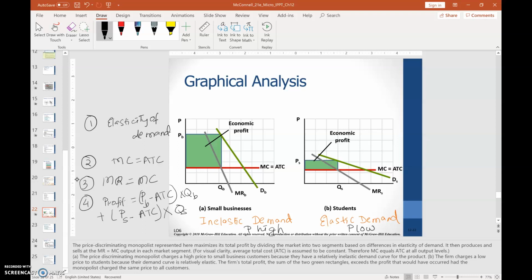The profit in this price discriminating situation will be greater than if the monopolist was charging the same price to all buyers. So definitely we have a higher profit, and the lure of higher profit is going to make the monopolist price discriminate.